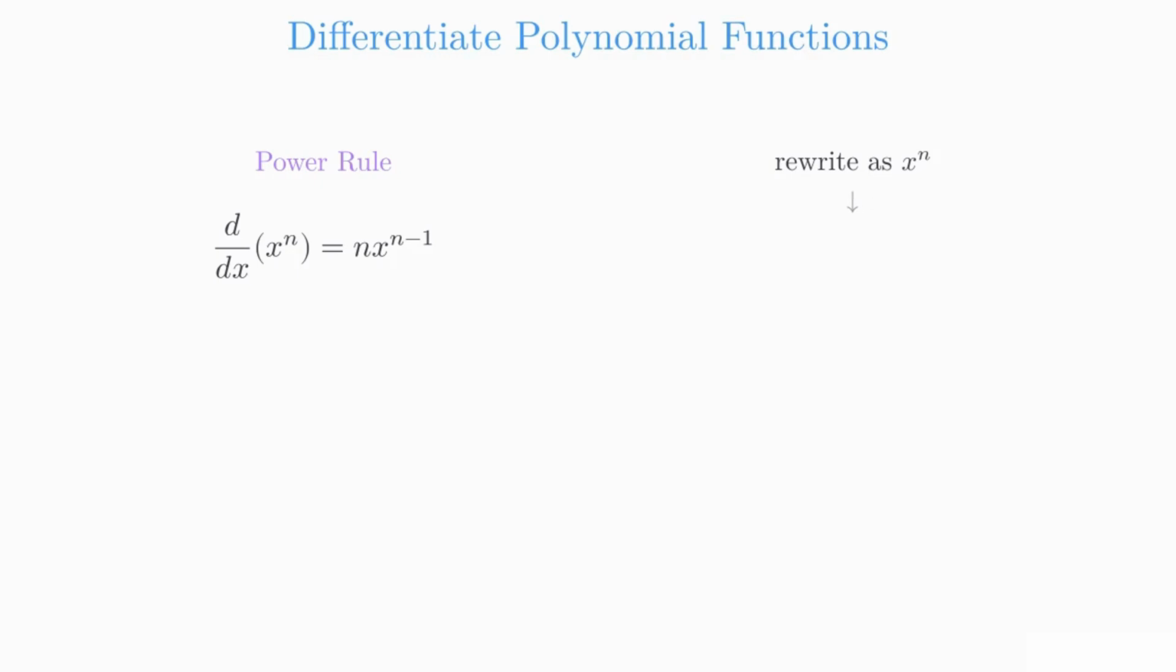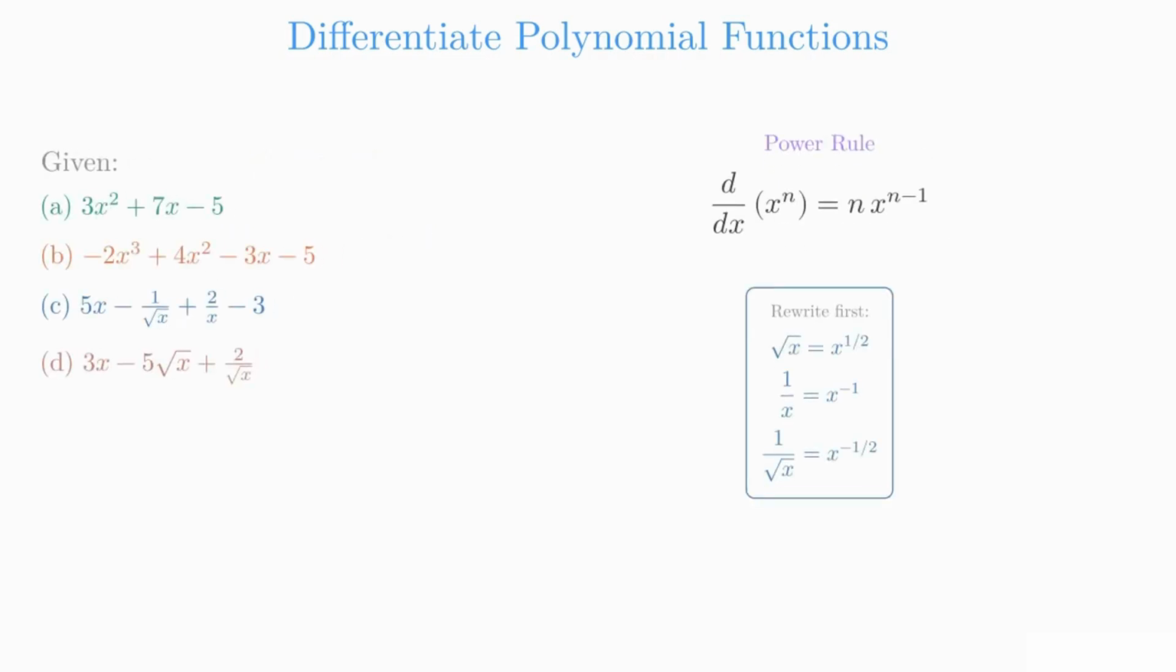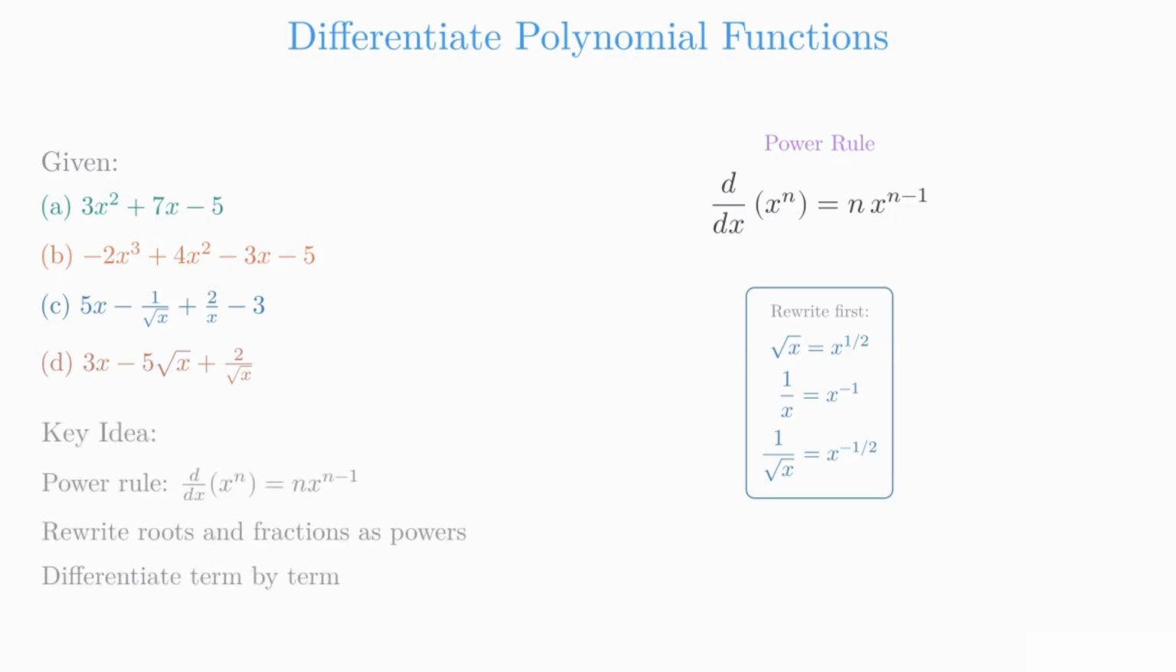Polynomials are direct. For roots and fractions, we first rewrite them as x to a power, then differentiate. Let's work through it on the diagram. 4 functions to differentiate. Some are clean polynomials, others hide square roots and fractions. One rule handles them all. Students often freeze when they see 1 over square root x. The trick: rewrite everything as x to a power first. Goal: find the derivative of each of the 4 functions.